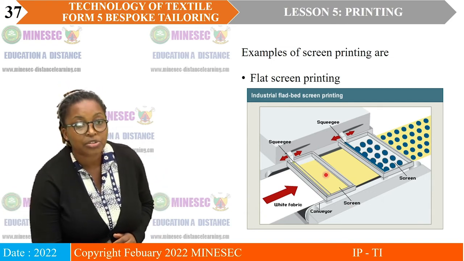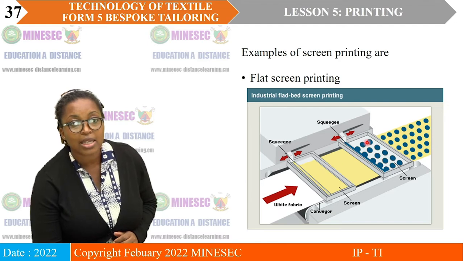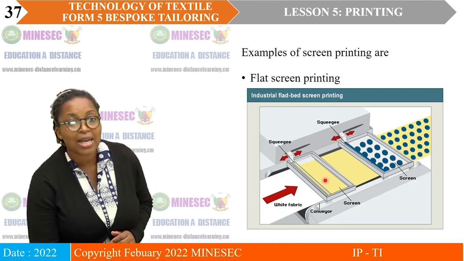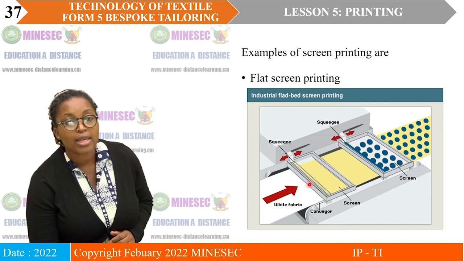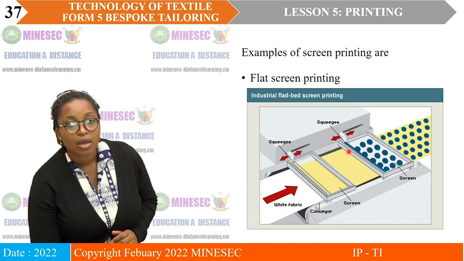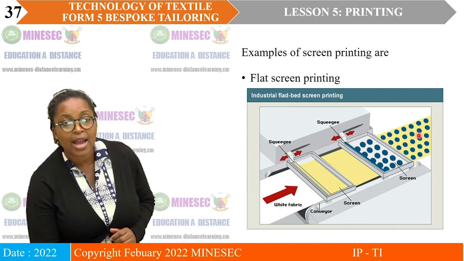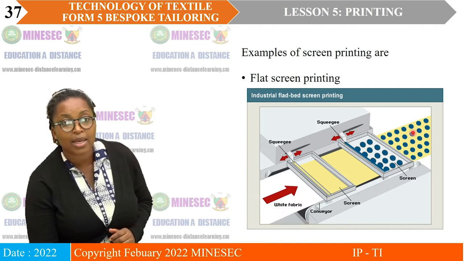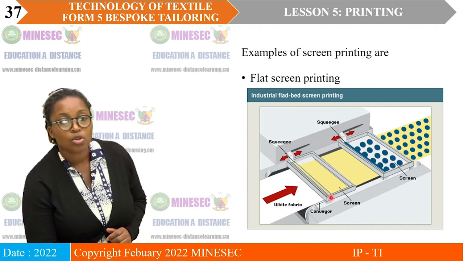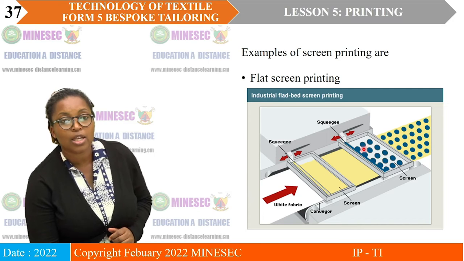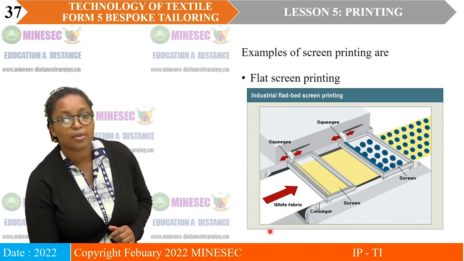You see, these are the screens. This is the first screen, this is the second screen, and every screen has its color. You see the fabric going through. It passes through this screen, takes the color, and comes here, it takes the design. At the end, this is what we have. So this is our printed fabric, okay? This is flat screen printing going on. I believe with this image, you understand the process very well.